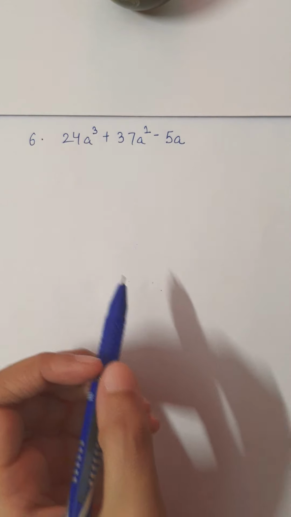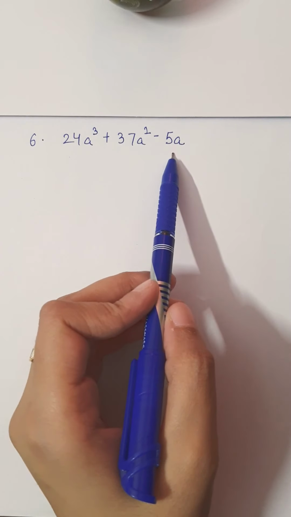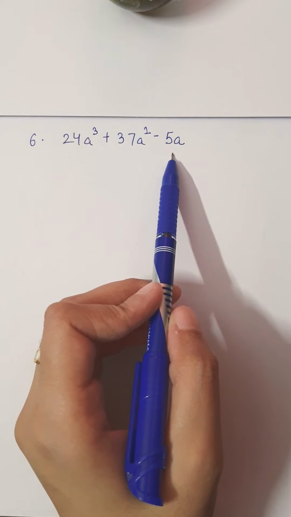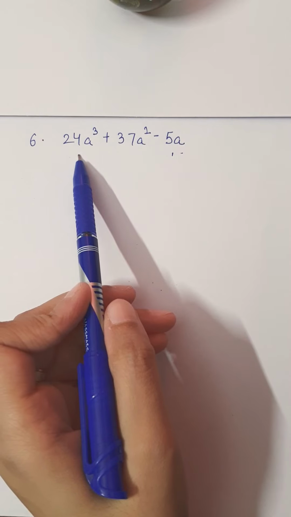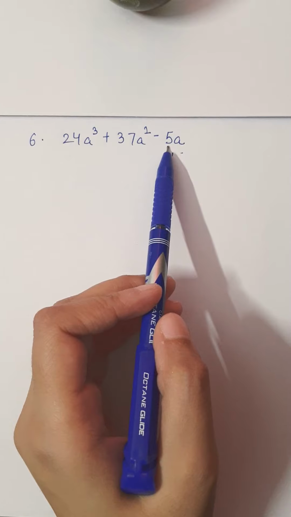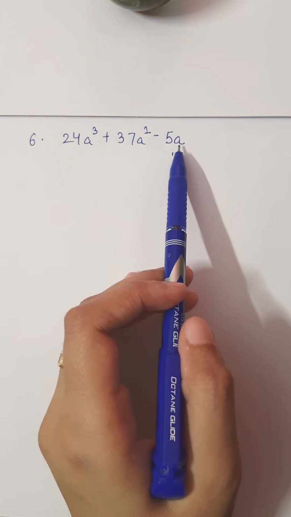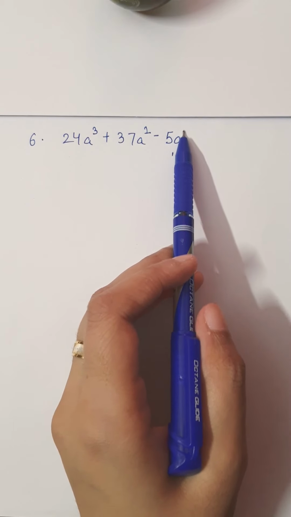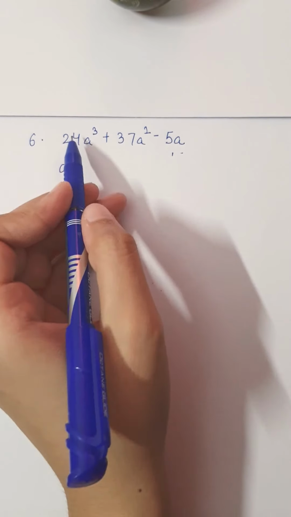Next question number 6. 24a cube plus 37a square minus 5a. Now children, first task is always, if anything is common, take it. Then you can start for further ways. 24, 37, 5. Anything is common? No. A cube, a square, a. Common? Yes. The minimum power, a raised to the power 1 is common. So a I am taking common.